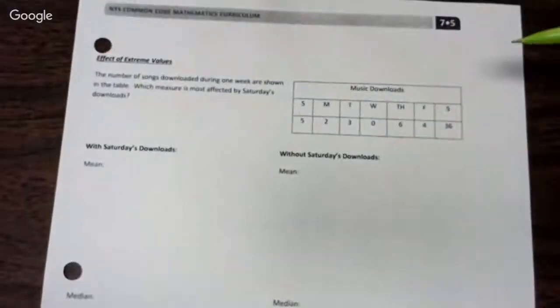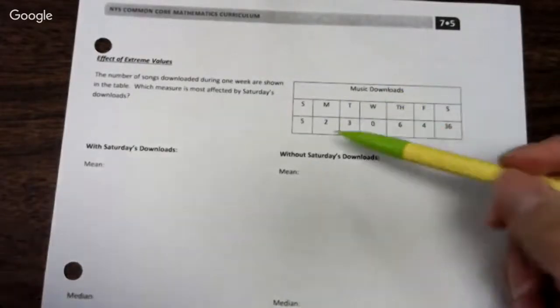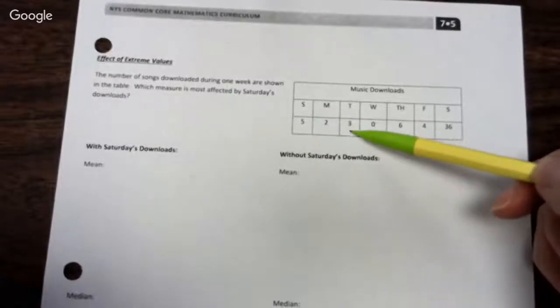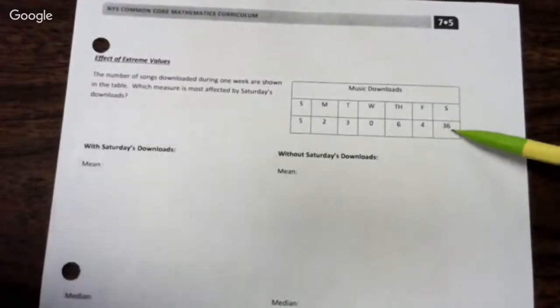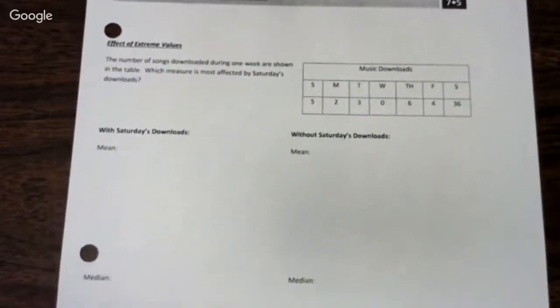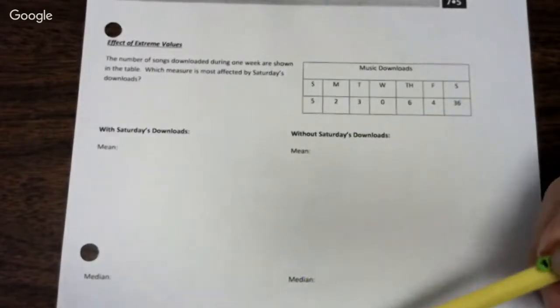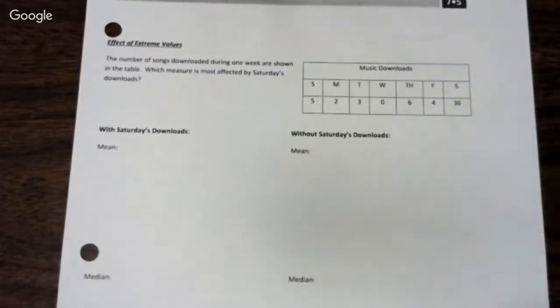So let's take a look at something called extreme values. The number of songs downloaded during 1 week are shown in this table. Which measure is most affected by Saturday's downloads? Now, what that means is look at this chart. We have 5, 2, 3, 0, 6, 4, real low numbers, and all of a sudden on Saturday we get to a 36. So we would call that an extreme value. So does that extreme value affect the mean, the median, or the mode? Well, let's calculate all of those measures of center and see which one it affects the most.